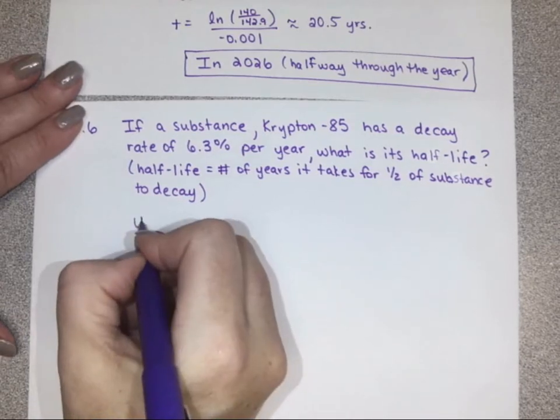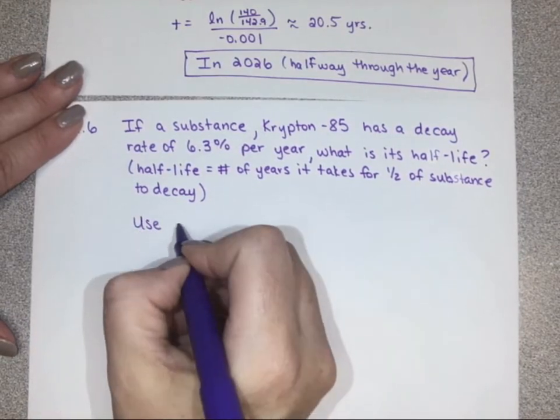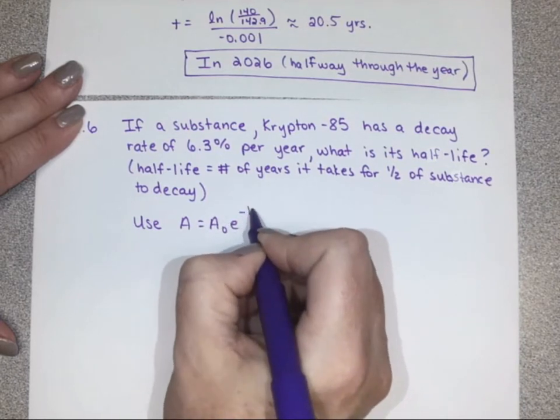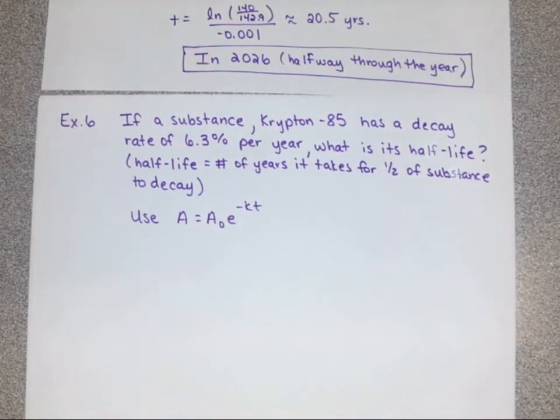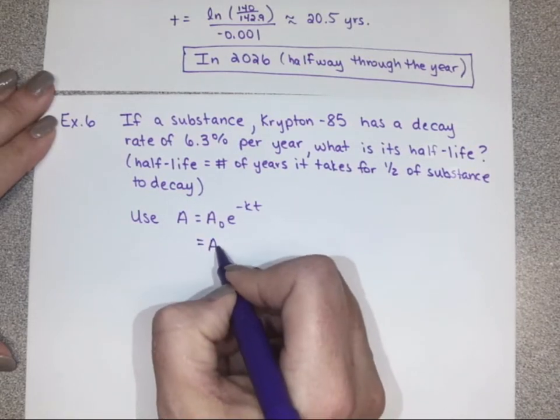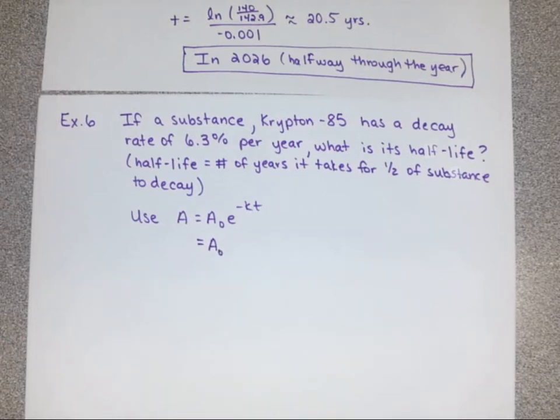All right, so notice I don't have a formula really given to me, so I'm just going to start off with the general formula for decay, which looks like this. A equals A sub 0 times e to the negative kt power. So let's go ahead and plug in the things that I know. To be honest, I don't really know A sub 0, so I'm going to leave that alone. I didn't tell you that it has such and such quantity of Krypton 85 at the beginning, okay?